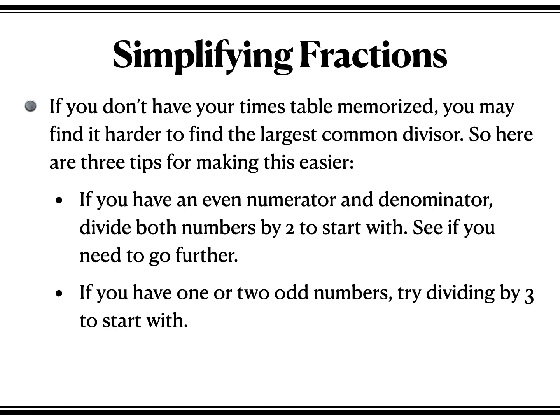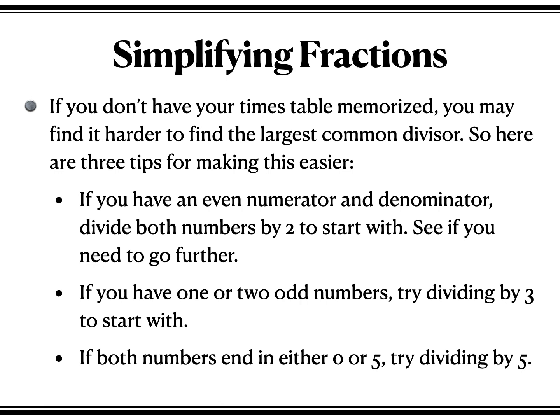If you have 1 or 2 odd numbers, try dividing by 3 to start with. It won't always work, but sometimes it does. It's a good place to start. And if both your numerator and your denominator end in either 0 or 5, it's always going to be divisible by 5. So start by dividing by 5.